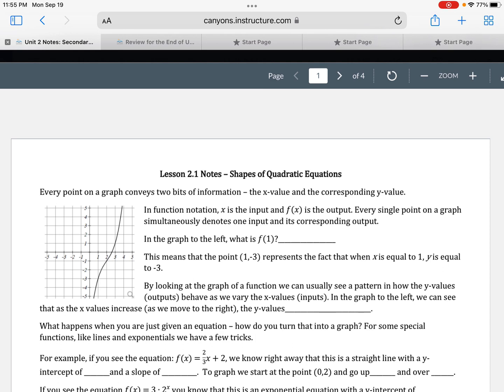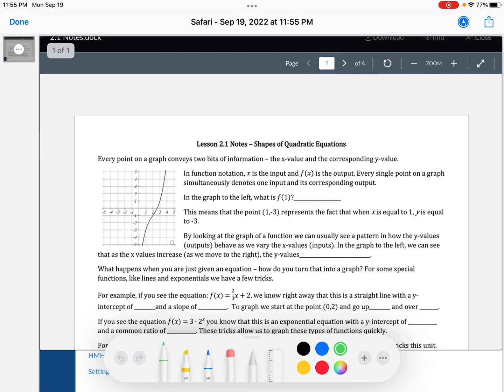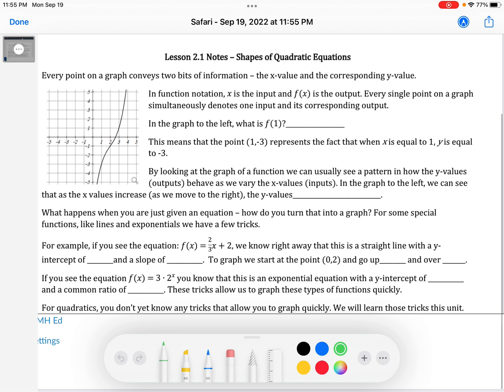So in the graph to the left, let's talk about what f of 1 is. f of 1 means the y value when x is 1. So x is 1 right here. We're going to go down, and then we're going to go over. So here, when x is 1, y is negative 3. The point 1 comma negative 3 represents the fact that when x is equal to 1, the y value is equal to negative 3.